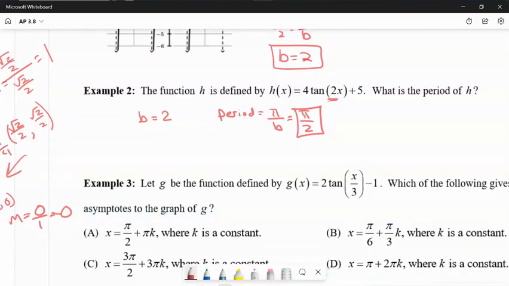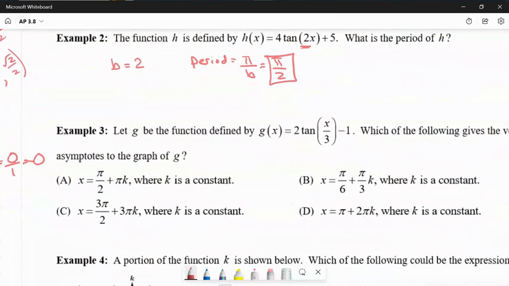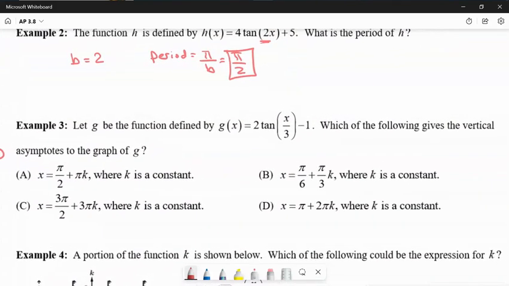All right, next one is a different kind of problem. So this one says let g be the function defined by, and then we have a tangent function here. Which of the following gives the vertical asymptotes to the graph of g? So if we think about our regular parent function, g of x, we have tangent, and when tangent is pi over 2, that is where we have a vertical asymptote. So I'm just going to make a note here. G of x equals tangent, pi over 2 is a vertical asymptote.